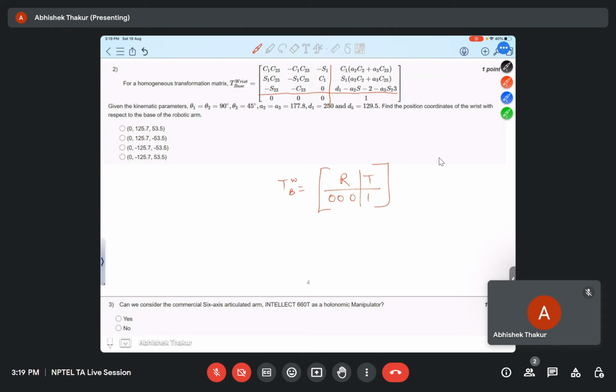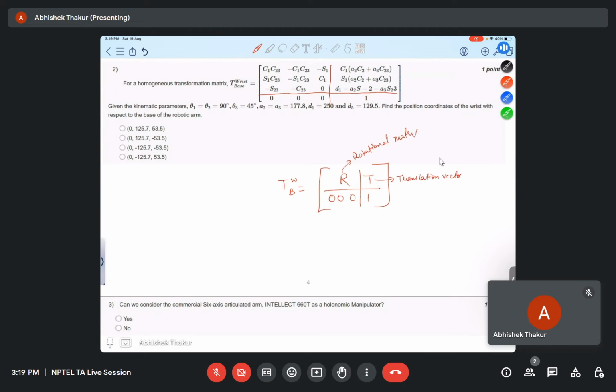Okay. So now here you can see that this is our translation vector, and this is our rotational matrix. Okay.